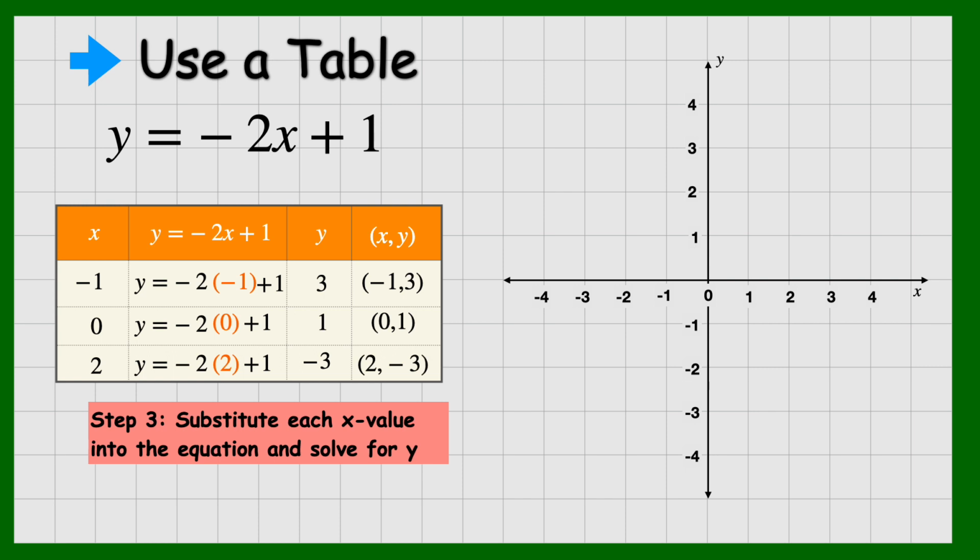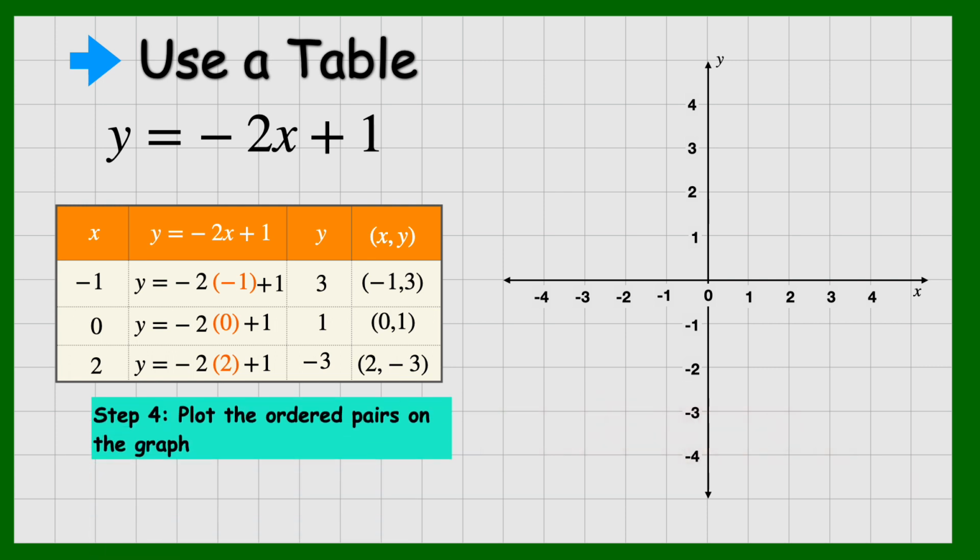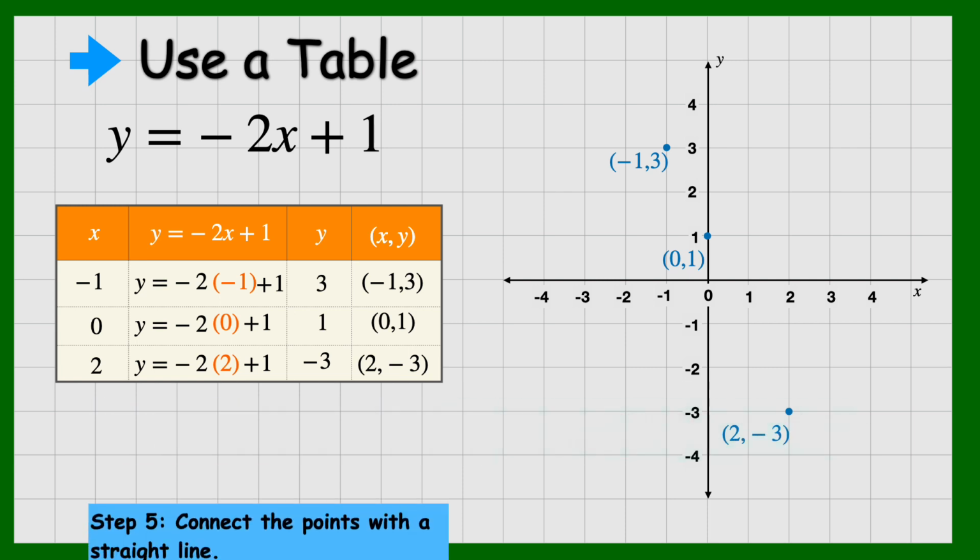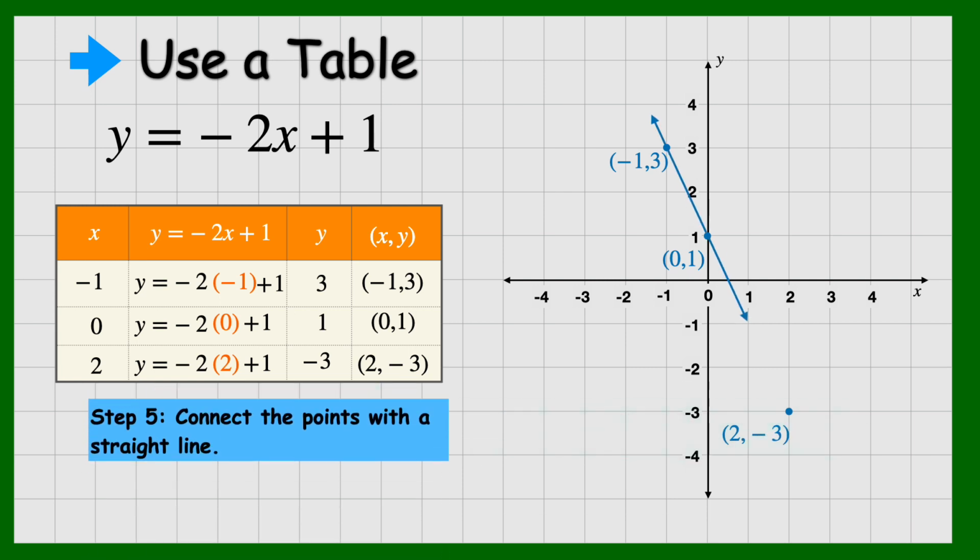Now that we have the ordered pairs, we need to plot them on the graph. Let's start with -1, +3, then 0, +1, and end with +2, -3. The last step is to connect the points with a straight line. And this line represents the graph of the linear equation y equals -2x plus 1.